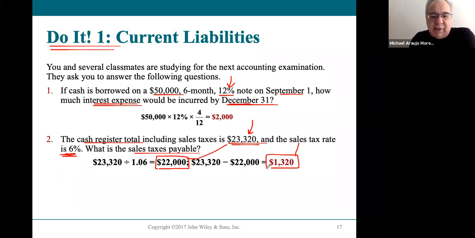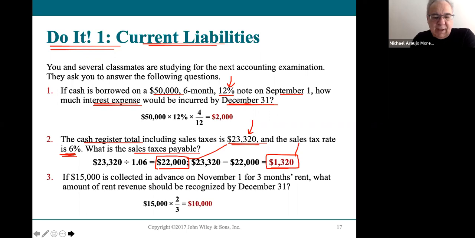And again, sales taxes are collected, but they create a current liability for the business called sales tax payable. Okay.